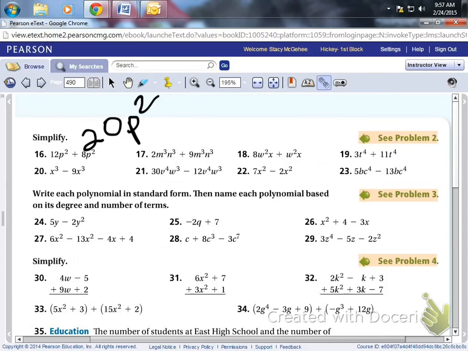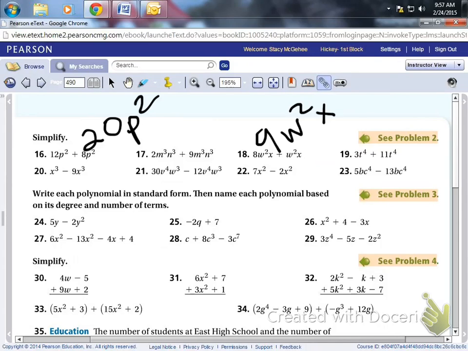Okay? Number 18, you've got 8w squared x plus w squared x. So the w squared x that's just sitting there, that's an understood 1 because it has to have a value. It's not 0. If it were 0, the whole thing would be 0. So there's an understood 1 there on number 18. So you've got 8w squared x plus 1w squared x would give you 9w squared x.